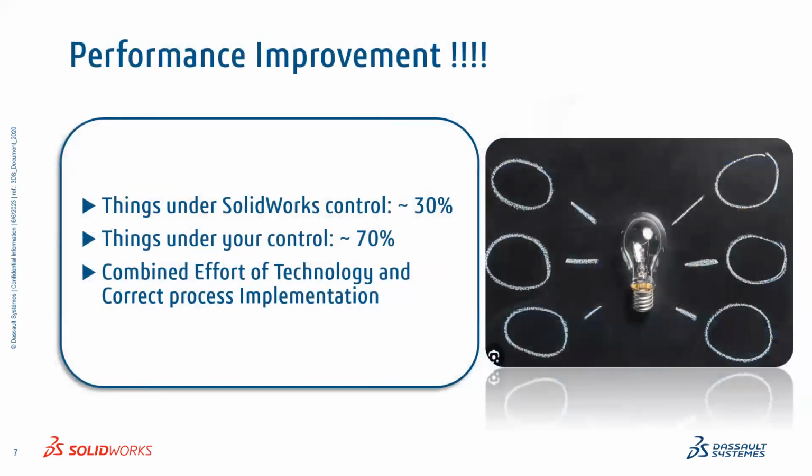So how do we overcome this, how do we improve this performance? As a designer, or as software, we can see that 30% is SolidWorks control, but 70% is in our hands. So we can improve the performance. How we can improve it, I will take you through further. It requires small effort. It requires technological effort, and it requires some kind of process change. Some small process change will impact a lot. So let's take it further.